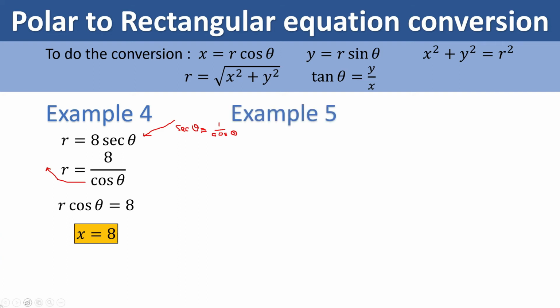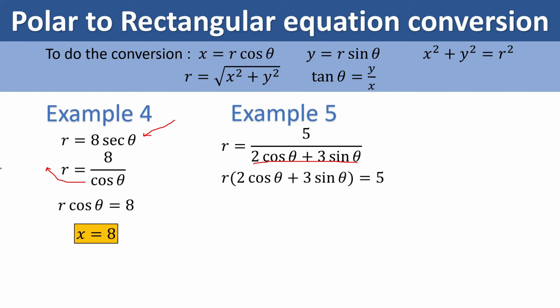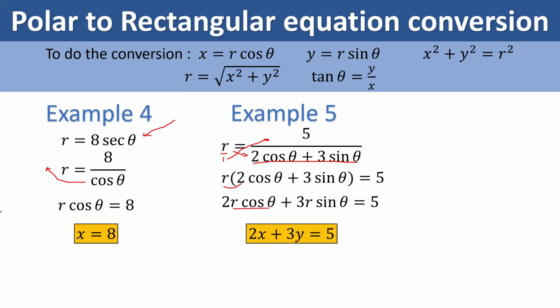Another example. Let me erase this one. Another example. This one. Because this expression is in the denominator, when you move it to the other side, you multiply r by this expression, equal to 5. Or you can do cross multiplication: 1 times 5. And now you apply the distributive property. And I have r cosine of theta is x, and r sine of theta is y. And I have the line. This is the equation of the line.